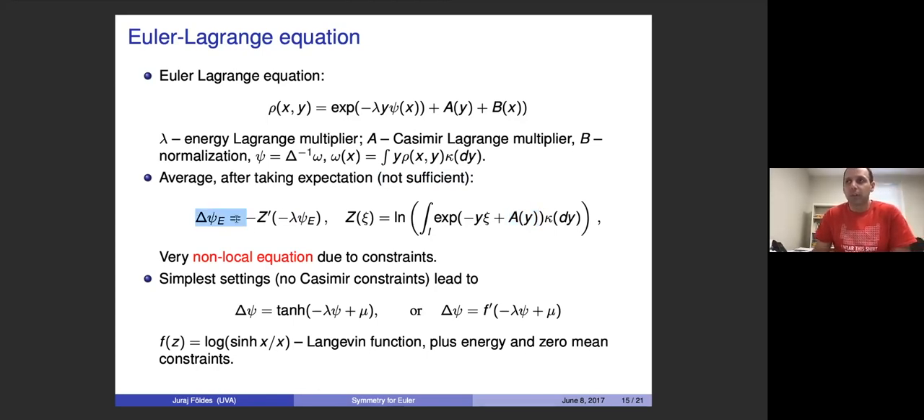So it's not only this equation. It's like an elliptic equation, so it shouldn't be too difficult, but it's coming with infinitely, even uncountably many constraints. And these uncountably many constraints are going to enter the equation through this A of Y as a Lagrange multiplier. And they're of course changing the whole equation. So you see, it's interconnected. The whole thing is very, very interconnected. The Z prime is a very complicated non-local operator on the psi E. So it's a very non-local equation due to the constraints.